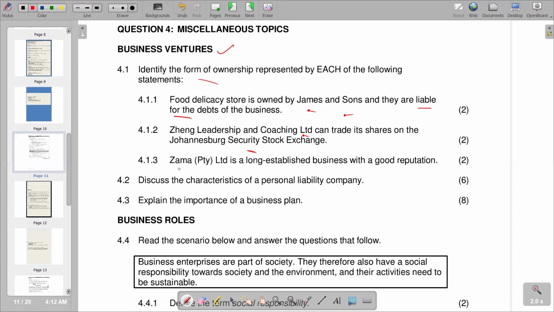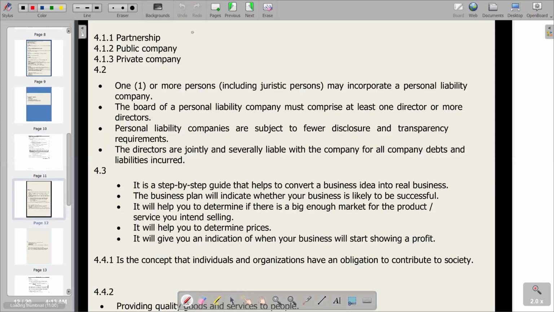Then 4.3, Zama Pty, meaning private limited, is a long-established business with a good reputation. And obviously, this becomes a private company, from the abbreviation that we have here. So this is exactly the description that we have in our other section. We have the first part being partnership, then public company, then private company.